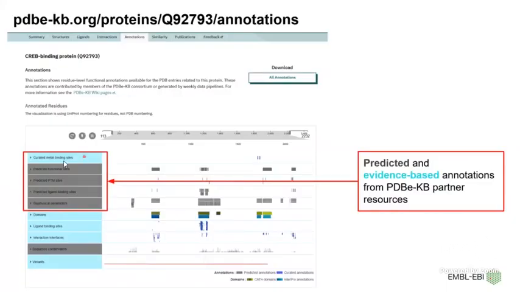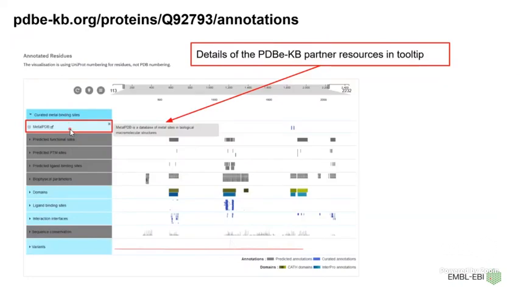Here you see a ProtVista viewer which shows you predicted and evidence-based annotations in gray and blue respectively from various PDBe-KB resources. So this annotation section has all the functional annotations coming from our different PDBe-KB partners. In order to know the details about each PDBe-KB partner, you can hover over the resource name and it will tell you the details. For example, over here you see MetalPDB is a database of metal sites in biological macromolecular structures, and similarly you can look at the details about other resources while hovering.